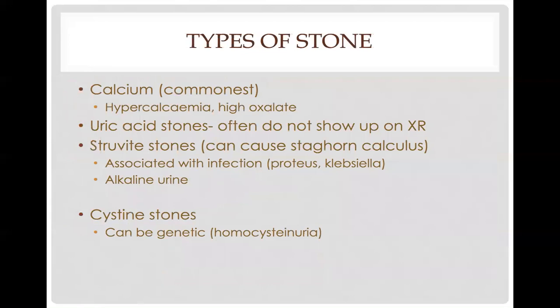This slide is just showing the types of stones. So calcium stones are the most common stones. Uric acid stones often do not show up on X-ray, and on the urine dip, they tend to have a pH of under 5. Struvite stones tend to cause staghorn calculi and are also associated with infection, and they tend to have a higher pH. And finally, cystine stones, which can be genetic.